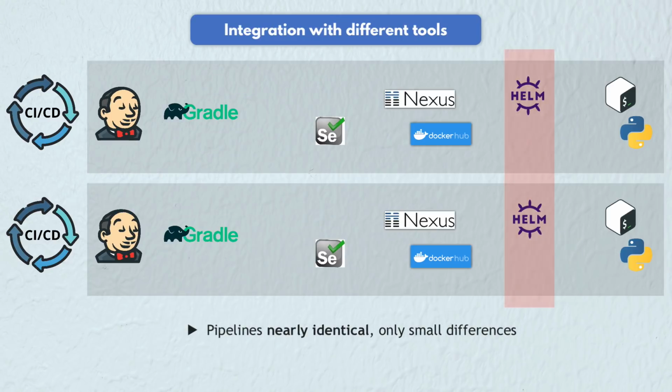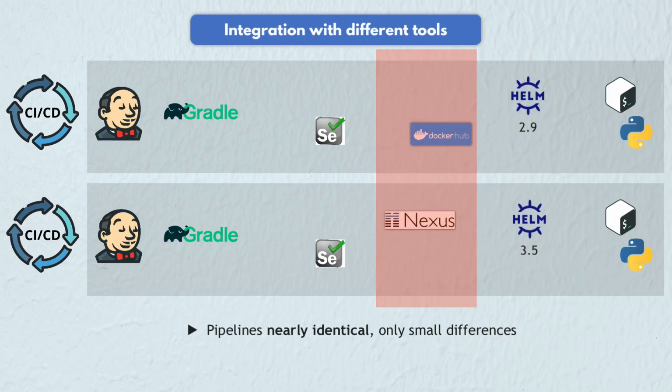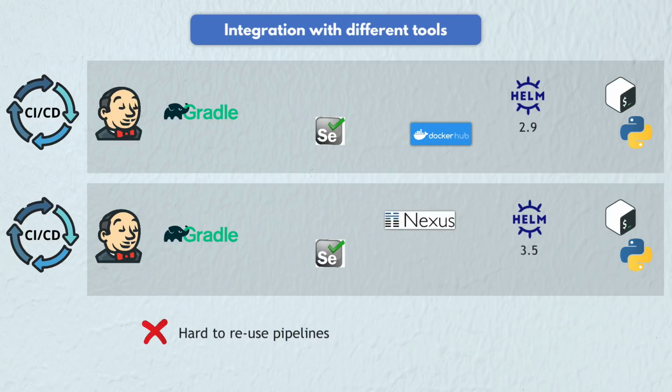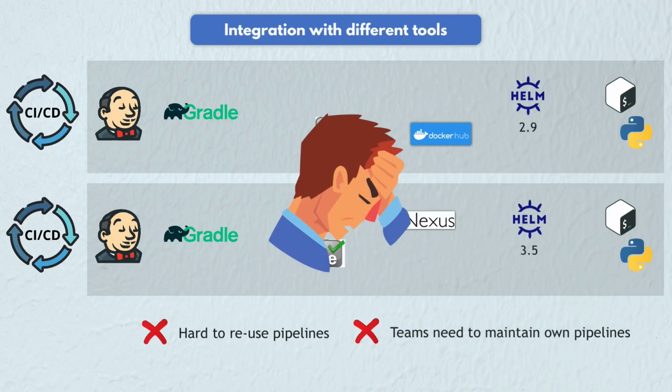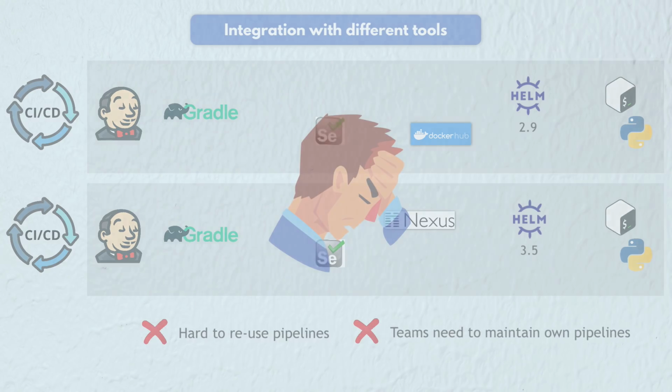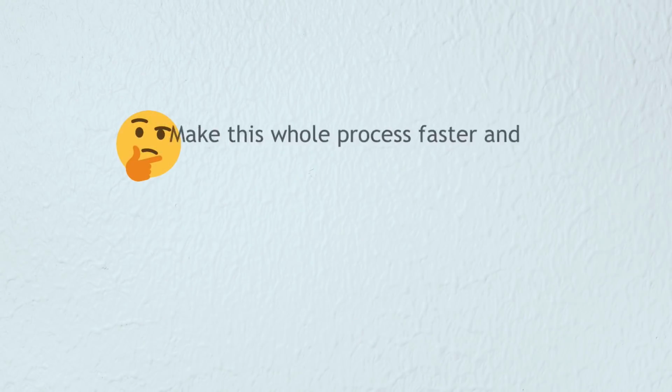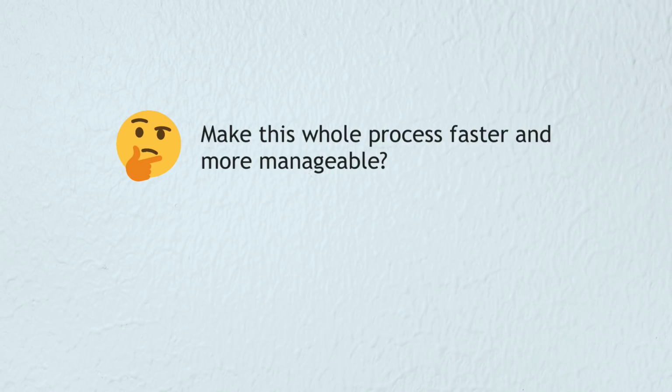And these pipelines may be only slightly different from each other. Like one team may need a higher version of Helm and they need a different Docker registry than the rest of the teams, etc. So in this case, it's hard to consolidate and reuse the pipelines. So all the teams have to configure and maintain their own pipelines.